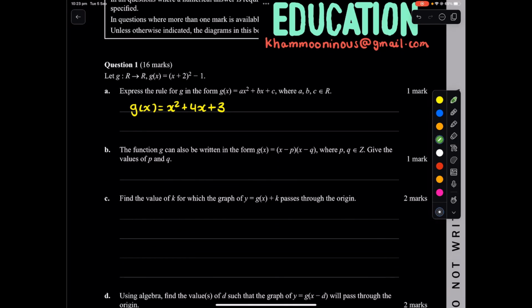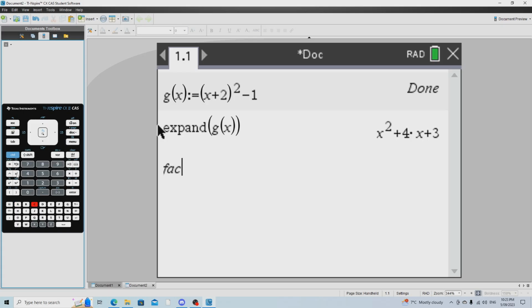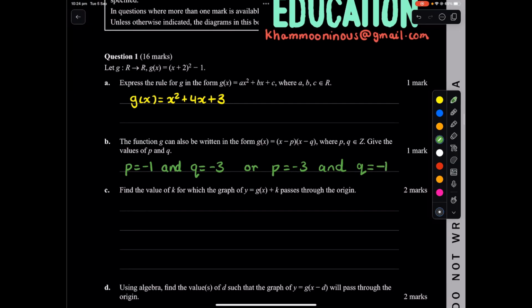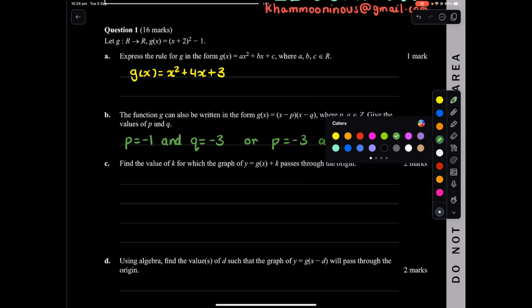The function G can also be written in the form of G of X, and this, where P and Q are elements of all integers. Give the values of P and Q. So what I'm going to write is I'm going to factor your answer. There we go. So P can be -1 and Q can be -3, or it could be the opposite. You can write P is -3 and Q is -1. I think you just need one for this question, to be honest, but any of these two should get you that mark.